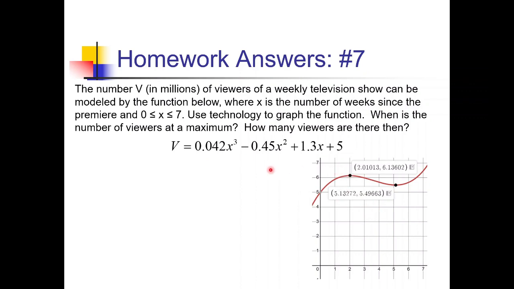So it looks like we're hitting a maximum for this function about 2 weeks in if we wanted to estimate it. And then the y value there, 6.1, that's saying that we have about 6.1 million viewers at that time. And that's going to be, let's say, viewers, not users. There we go, viewers. I mean, it's a TV show, not a game, right?